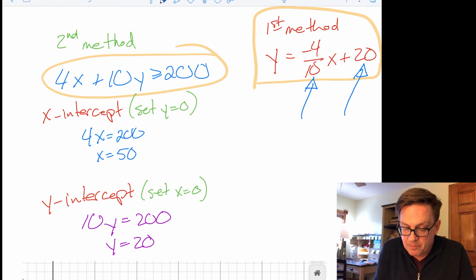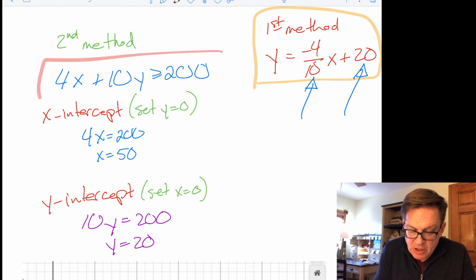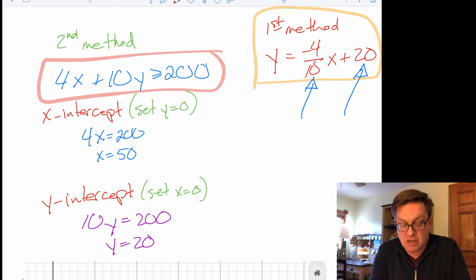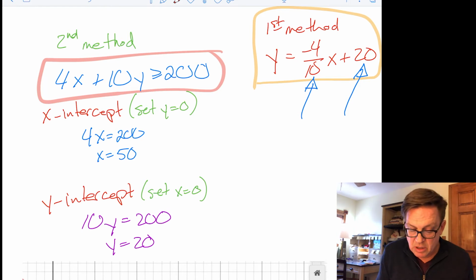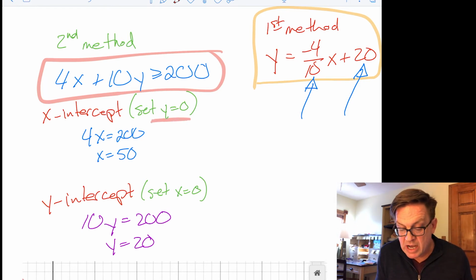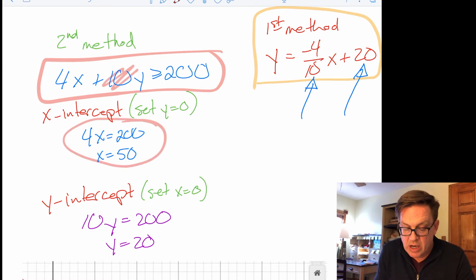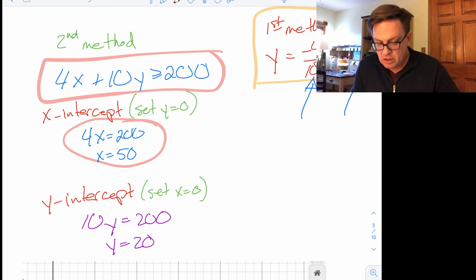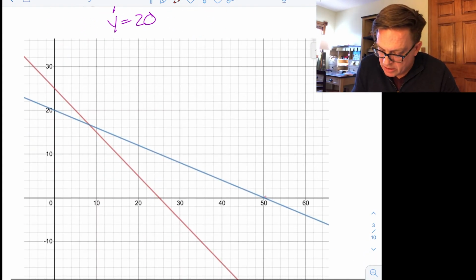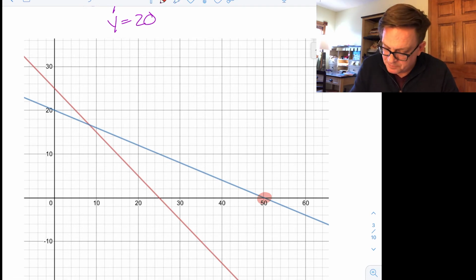If you have an equation that looks like this, 4x plus 10y is greater than or equal to some value, it's easy to find the two intercepts. You find the x-intercept by setting y equal to 0. In that case, we have 4x equals 200 because the 10y disappears, and x equals 50. So that's the point over here, (50, 0).